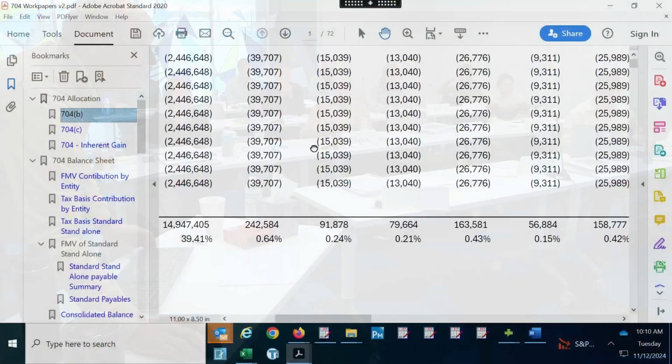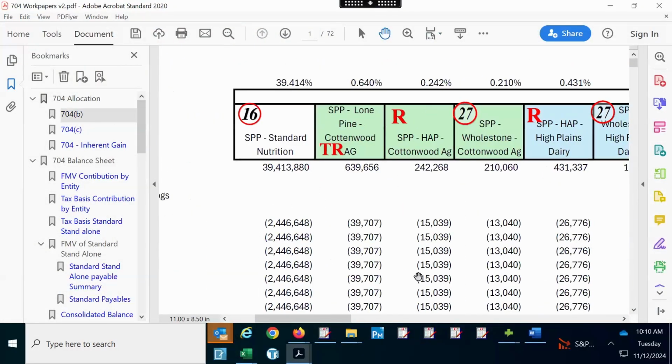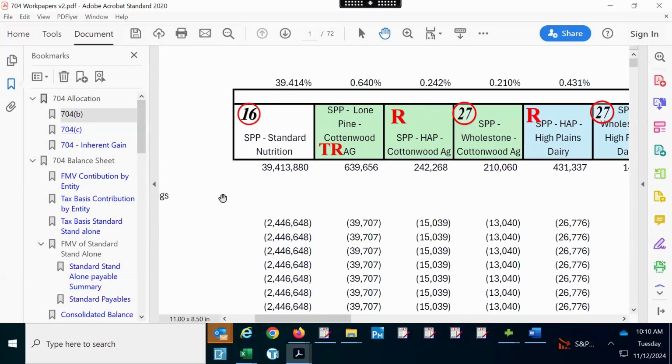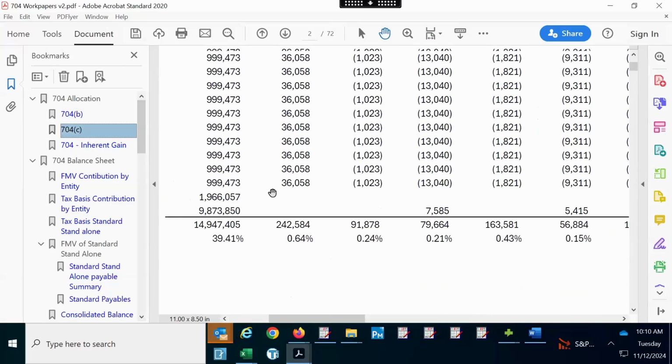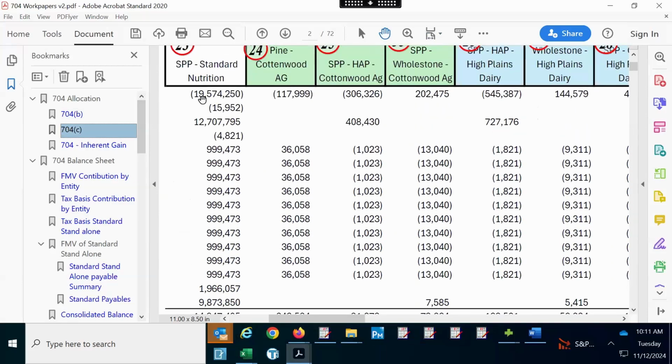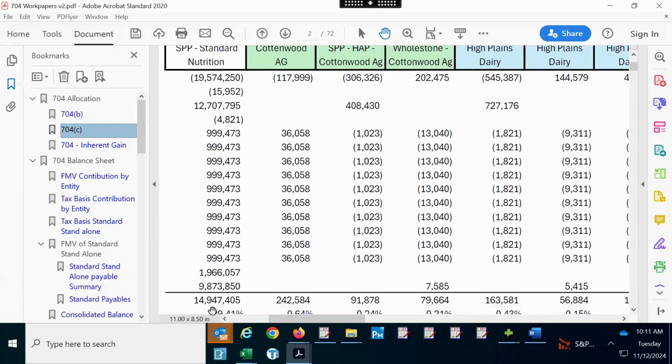Okay, so this is that deal we did. I had the call about yesterday that shows, let's go to 704C first, that my beginning tax basis was negative 20 million. It ended at 15 million. And then I have the 3 buckets of assets that I had to deal with.